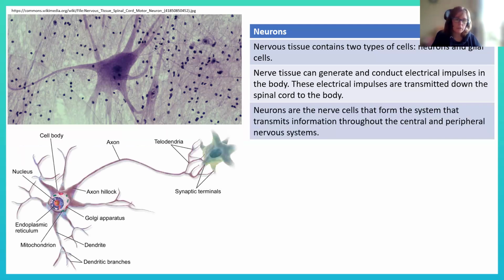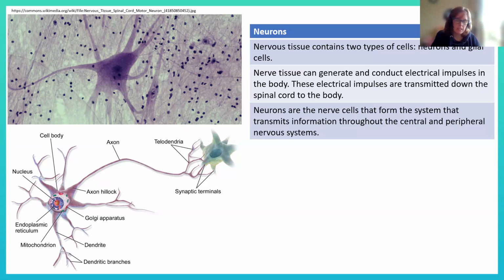So here we have our first glimpse at a neuron. This is a nerve cell, and this is what forms the tissue, these neurons that transmit the information through the central and peripheral nervous system. So central means the middle, peripheral on the periphery, the outside. So the central nervous system is literally what is in the center, your brain and your spinal cord. The peripheral nervous system is what goes out down your arms and your legs and around your body.